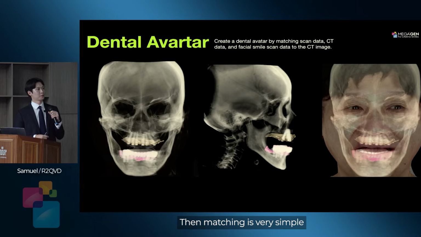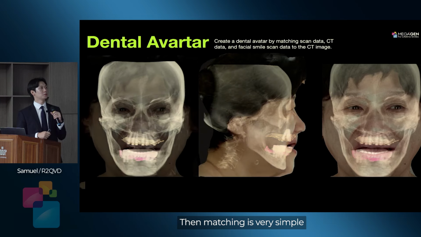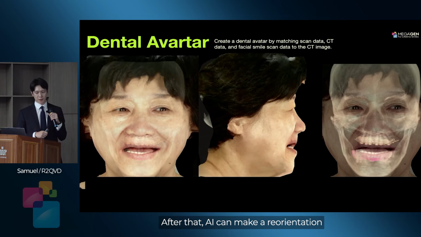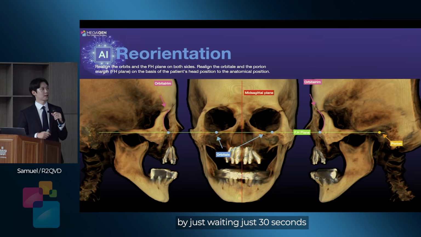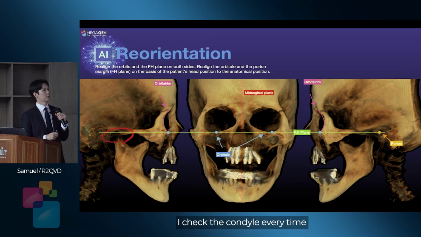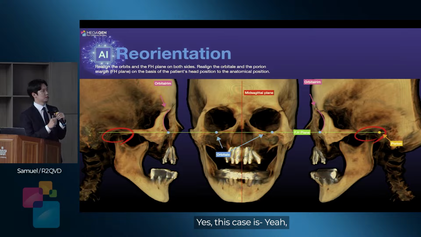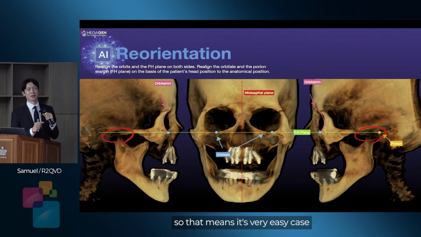Then matching is very simple. After that, AI can make a reorientation. I just wait just 30 seconds. Then after that, I check the condyle every time. Yes, this case is in quite a good position. So that means it's a very easy case.